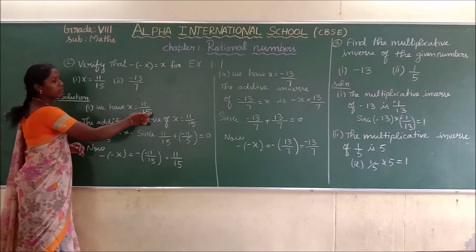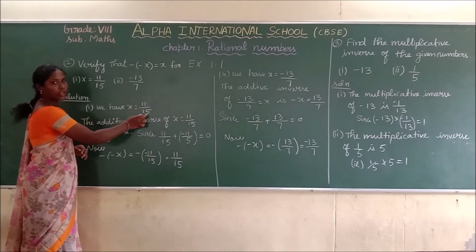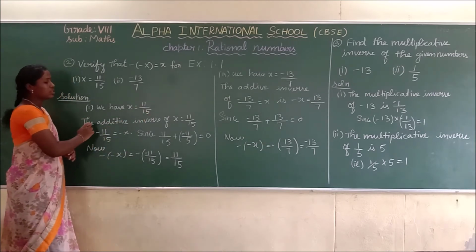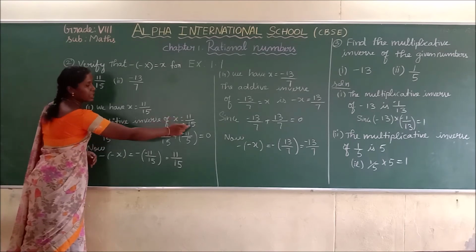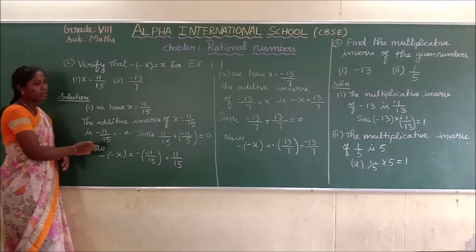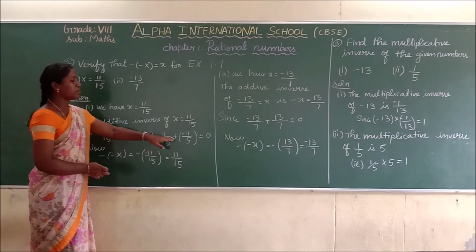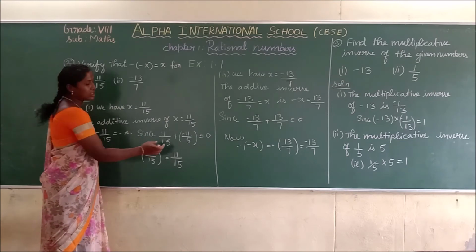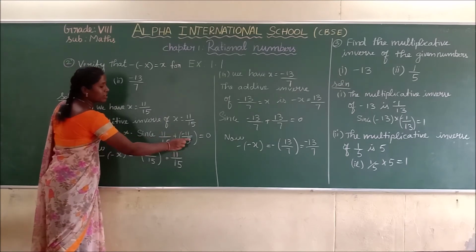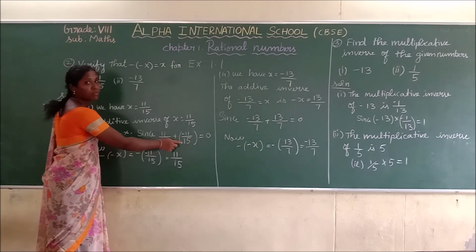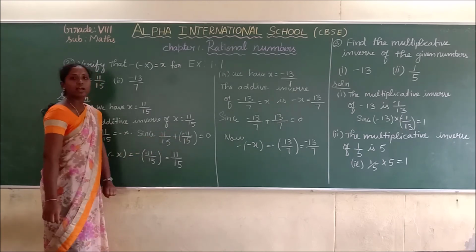So the negative of the given number 11 by 15 is minus 11 by 15. So the additive inverse of x equal to 11 by 15 is minus x, that is minus 11 by 15. We can also verify: 11 by 15 plus minus 11 by 15 equals 0. And vice versa, we can say that for minus 11 by 15, 11 by 15 is the additive inverse.